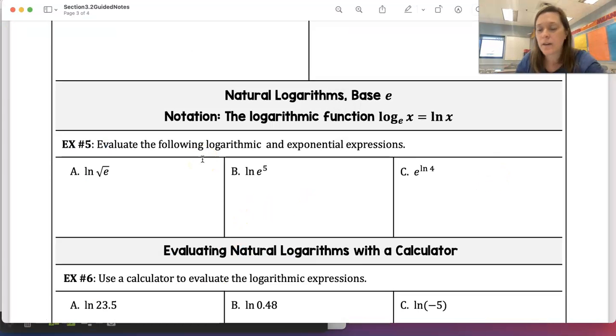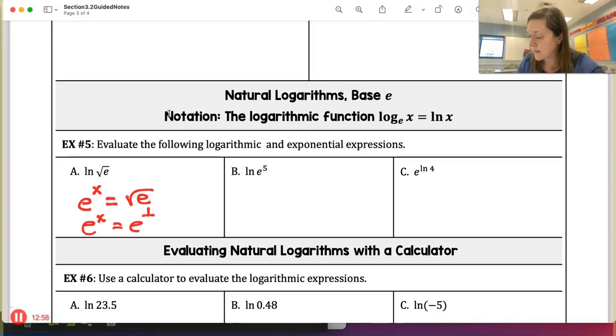All right, so evaluate the following logarithmic and exponential equations. We have the natural log of the square root of e. So my base is e, right? So e to what power is equal to the square root of e, or e to what power is equal to e to the 1/2? Well, x would have to equal 1/2. If we think about it this way, natural log of e to the 1/2, your natural log and e's cancel out, and you're just left with the 1/2.